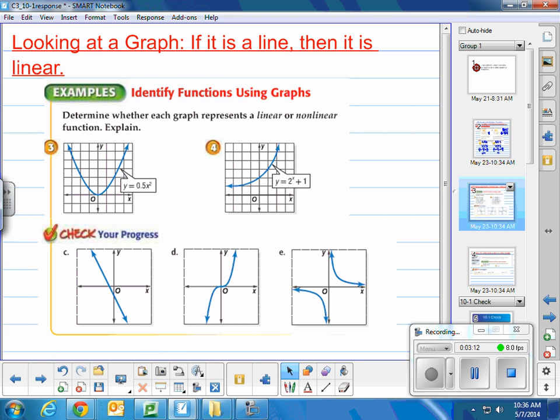The second thing we're going to do is look at a graph. This is probably the easiest one. You just have to look at it, and if it's in a straight line, it's linear, and if it's not in a straight line, it's not. This first example here is obviously not linear because it's curved. The next example is also not linear because of the curve. Take a look at the next 3 examples and see if you can identify if it's linear or not.